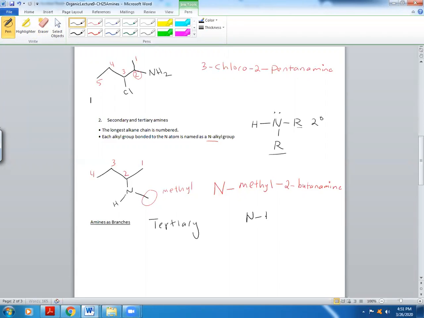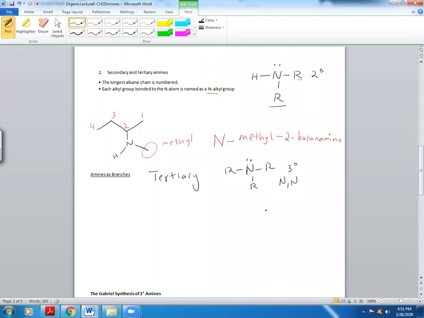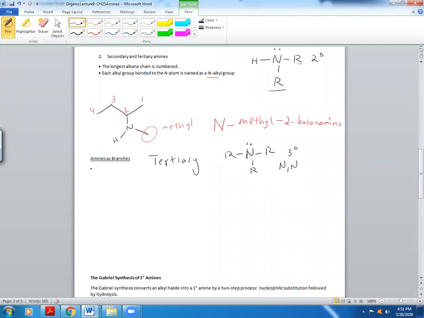Well, you have N with 3 R groups. Okay, one of them will be the chain, but then you will have N,N. Just to make you be aware of that. Yes, for every substituent that is attached to the nitrogen, you have to include an N. Okay, so what's an example of that? Here we go.